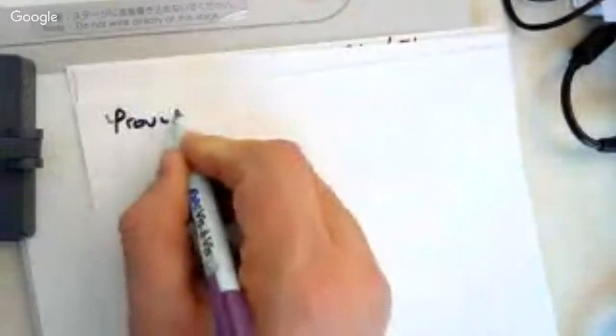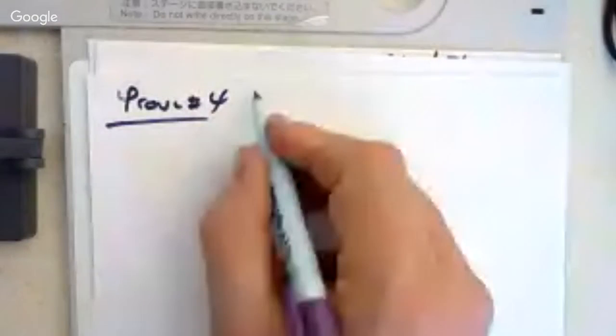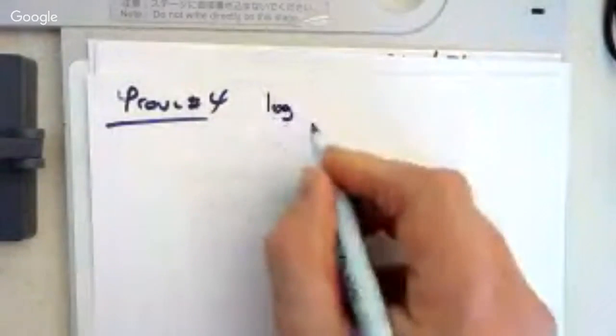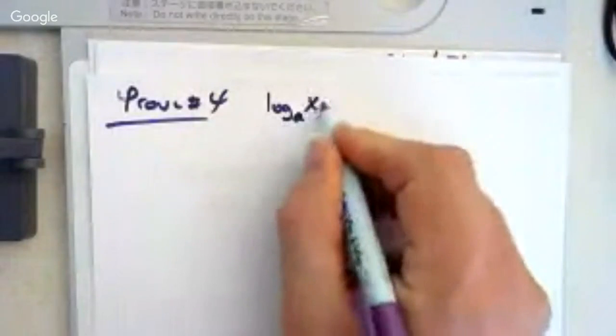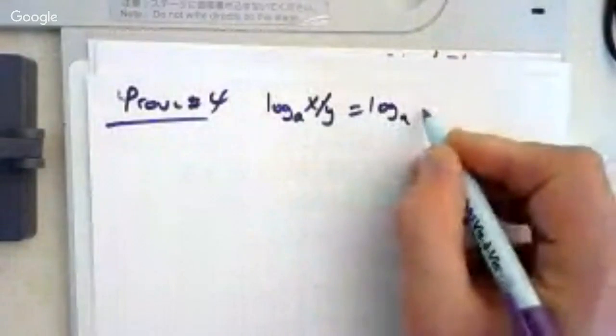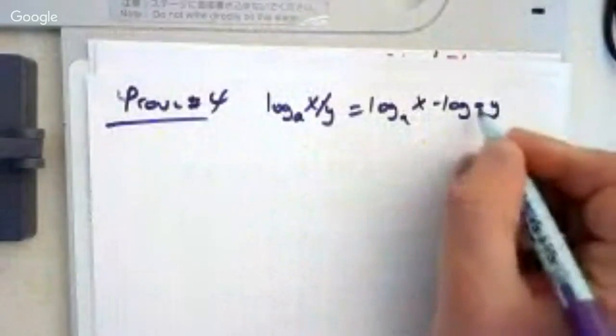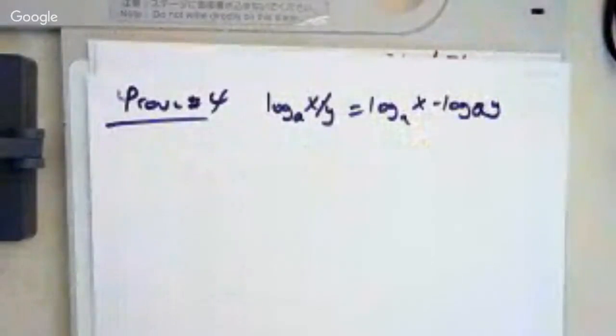All right. Let's use that to prove number 4. So now we need to prove that log base A of x divided by y is equal to log base A of x minus log base A of y.